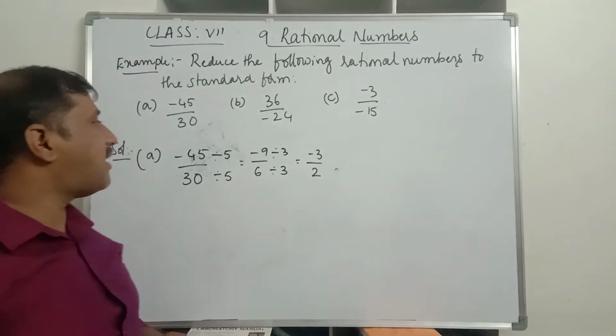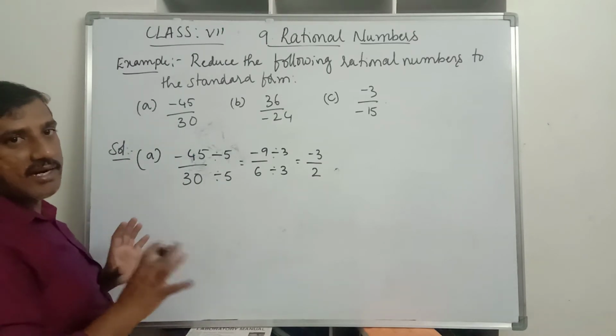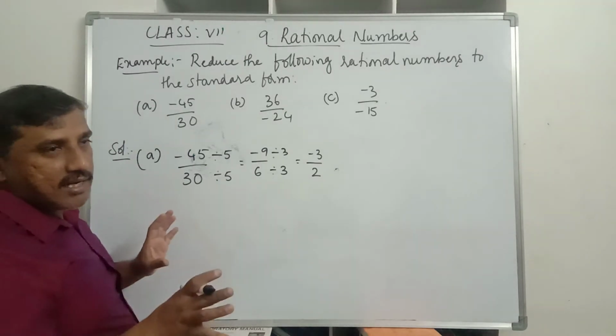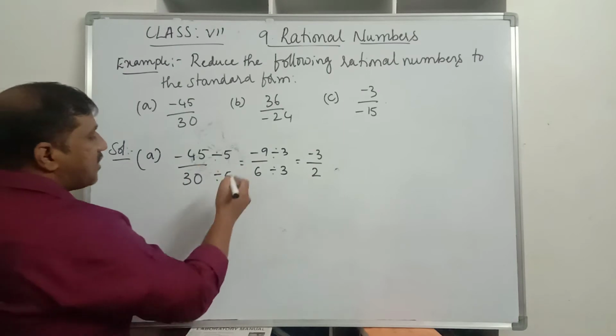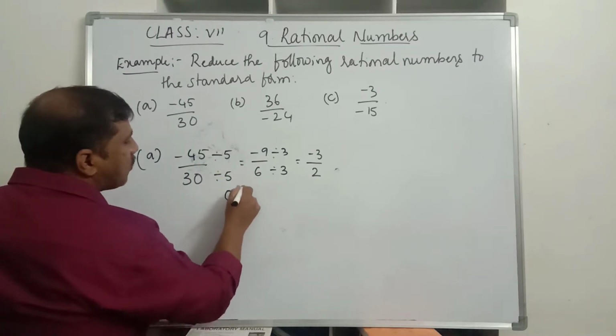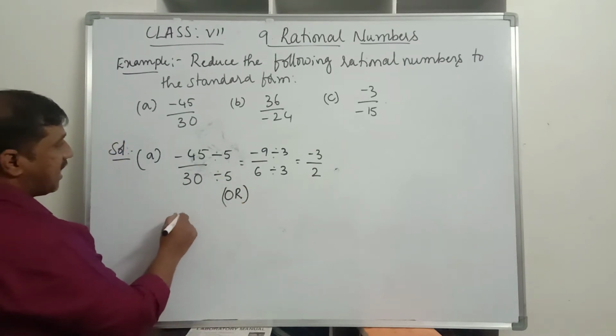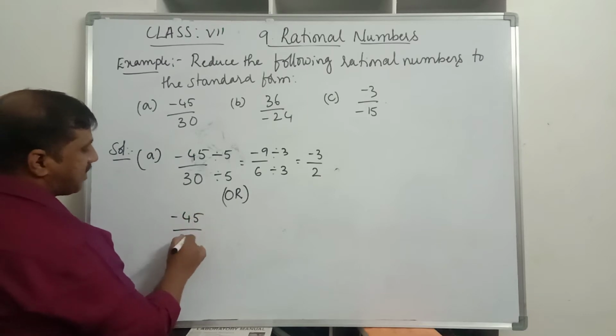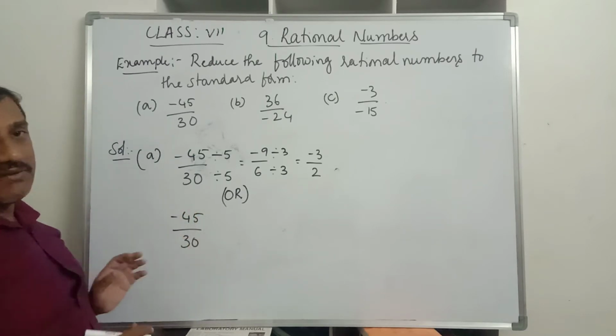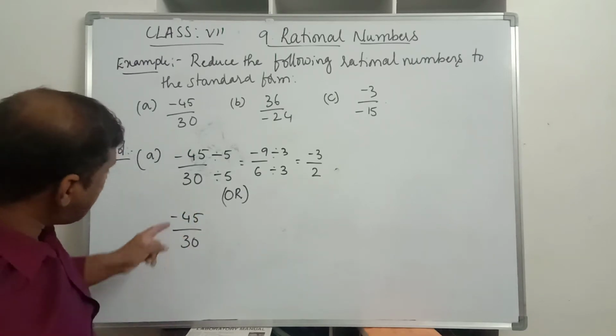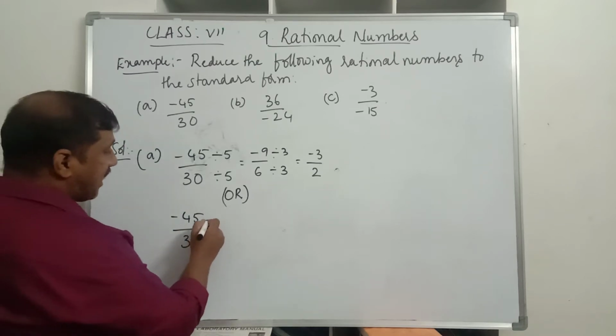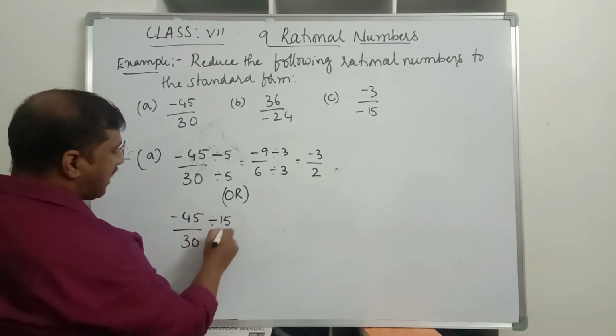Now minus 3 by 2 is the rational number in the standard form. This again we can do by using their HCF. Minus 45 divided by 30. Find the HCF of 45 and 30. The HCF of 45 and 30 is 15. Now you divide directly by 15.